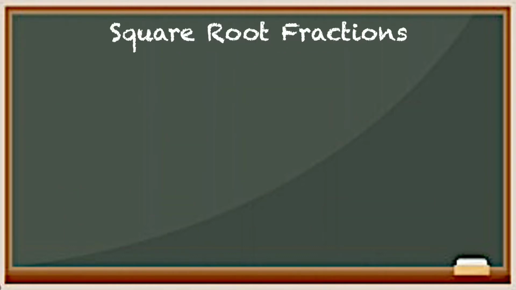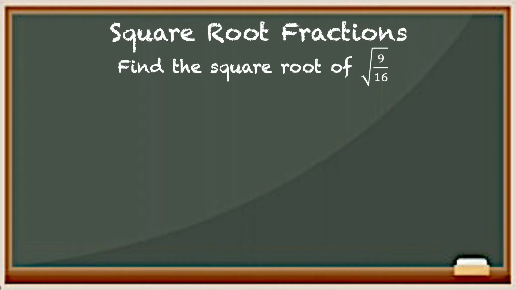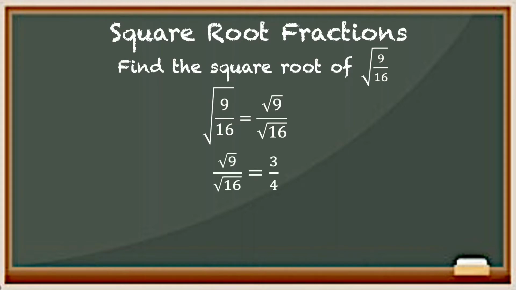Sometimes square roots can come in fractions. However, you're going to solve it the same way. For example, find the square root of 9 over 16. What you would do is break up the fraction, then put it back together. You will begin by breaking up the numerator and denominator into their own roots as such: the square root of 9 and the square root of 16. Then you would solve each square root individually. For this one, the square root of 9 is 3, and the square root of 16 is 4. This means that the square root of 9 over 16 is 3 over 4.